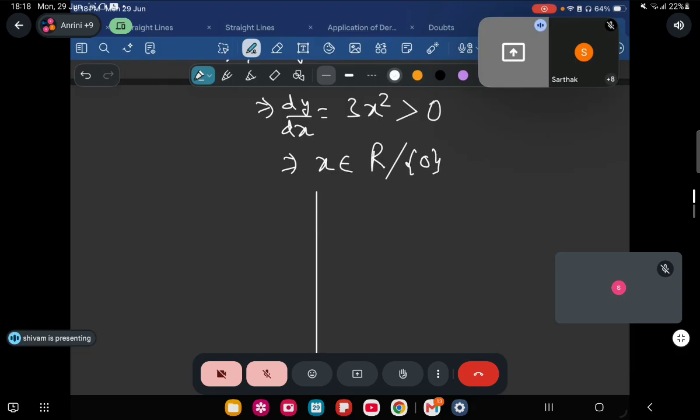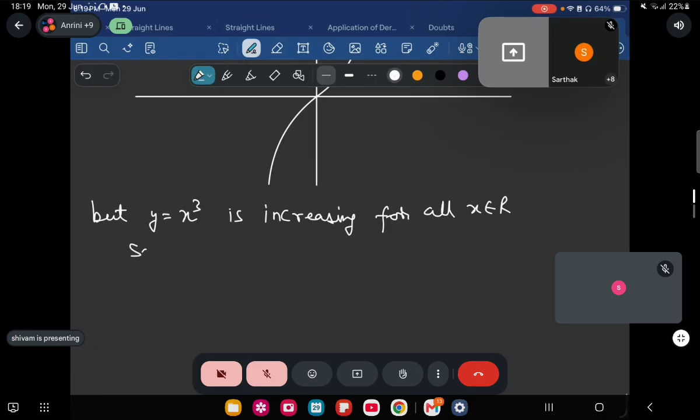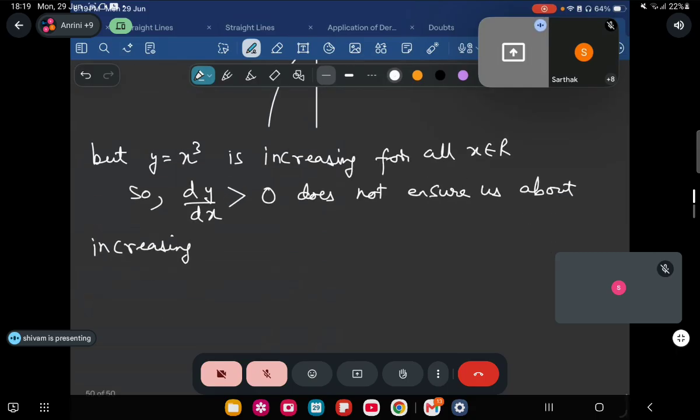But you see y equal to x cube increases for all x belongs to R. Okay, everyone. y equal to x cube is increasing for all x belongs to R. So dy by dx greater than 0 does not ensure us about increasing of a function.